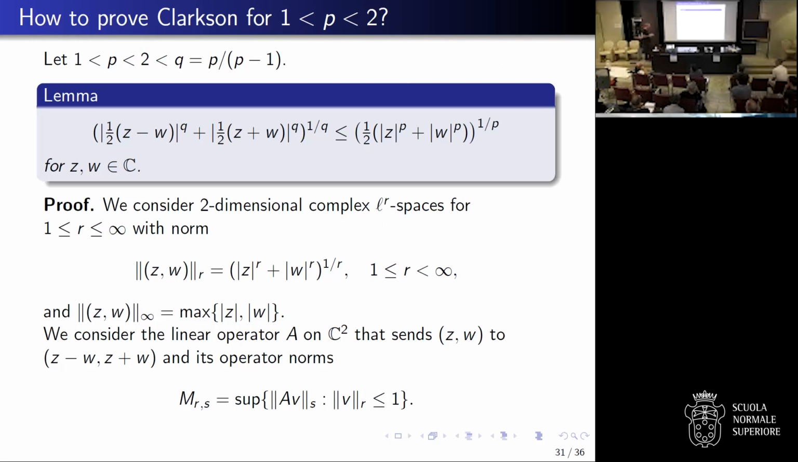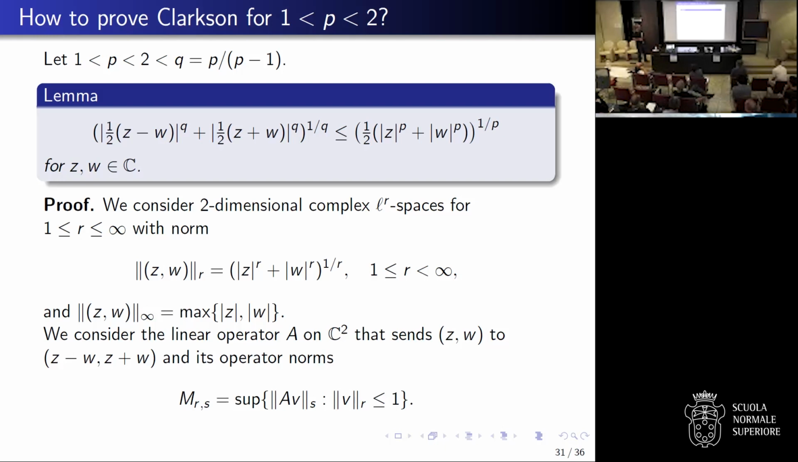Namely, you can use what is called Riesz-Thorin interpolation. And I just want to advertise this method here, the Riesz-Thorin interpolation. So the way to set this up is this. You look at little l^p spaces essentially on C^2, right? So you look at these kinds of norms here.